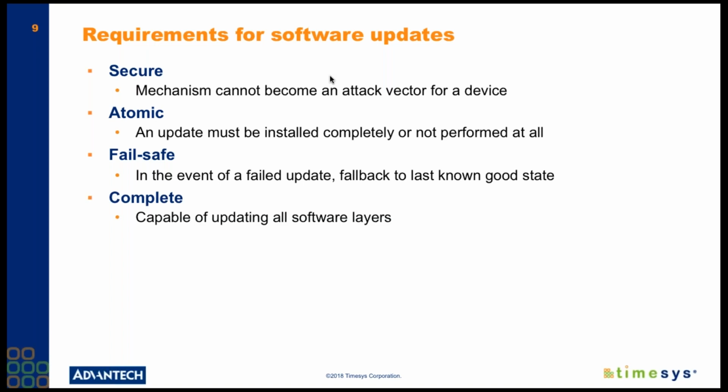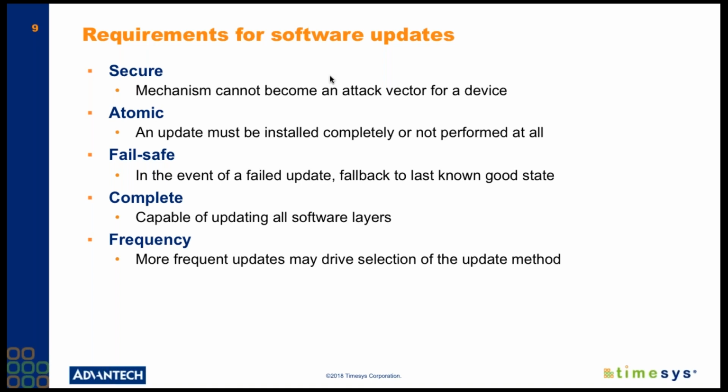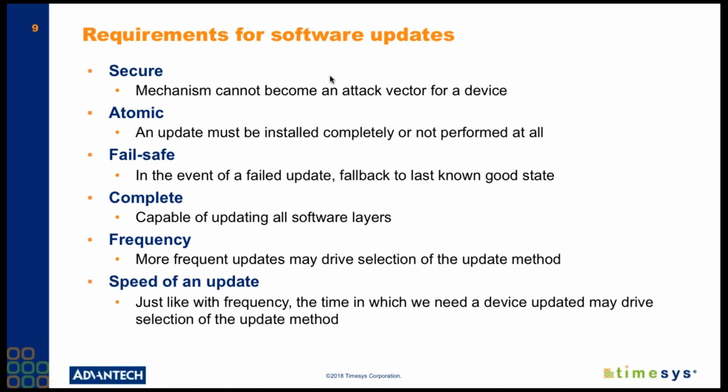The update has to be capable of updating all aspects of my software. So Linux kernel, bootloader perhaps as well, root file system, all aspects of it, as well as application. Frequency is another requirement that we should look at, because that, combined with speed of an update, can drive the specific framework or method that we're going to choose for the software update mechanism for our product. The more frequently I push the update out, perhaps there's an option that would limit the amount of data that I'm pushing out. Okay, so those are the requirements.